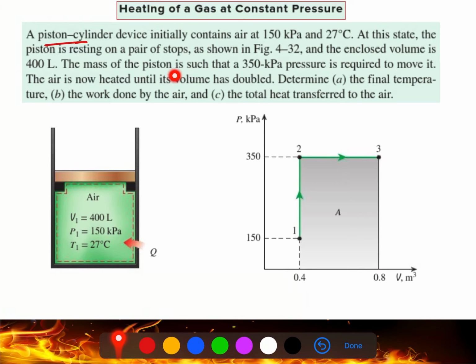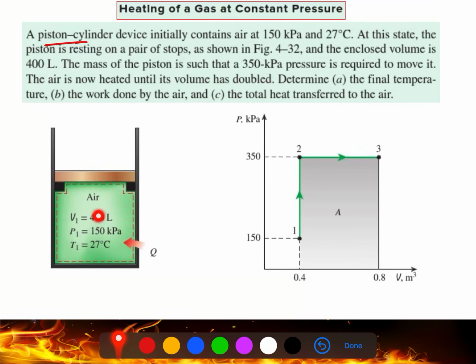The mass of the piston is such that 350 kPa pressure is required to move it. So if you actually want to move this piston, we need pressure of 350 kPa. We have 150 kPa right now, so that means we need more pressure, which means we need to heat the air. The air is now heated until the volume has doubled.